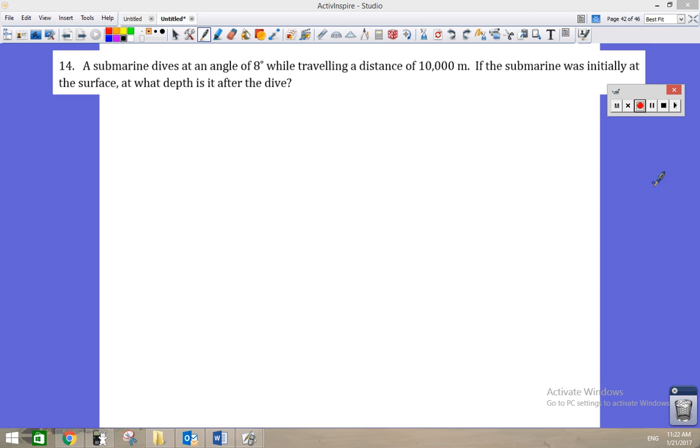A submarine dives at an angle of 8 degrees while traveling a distance of 10,000 meters. If the submarine was initially at the surface, at what depth is it after the dive?